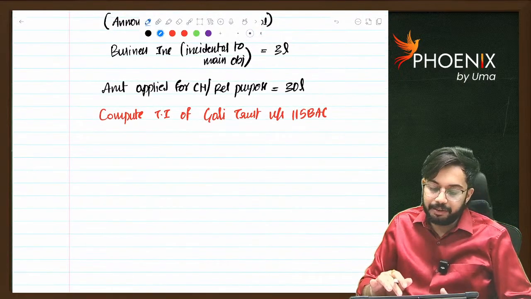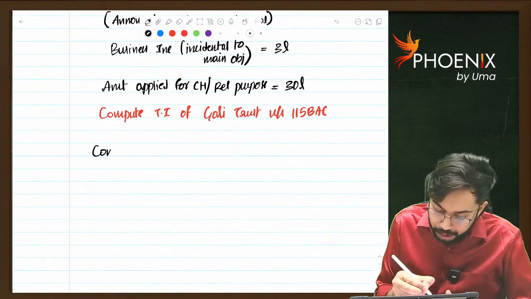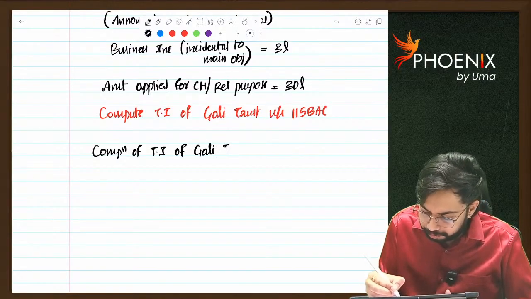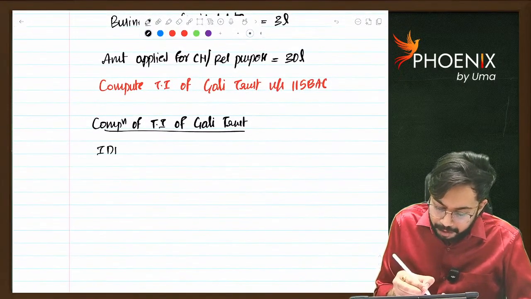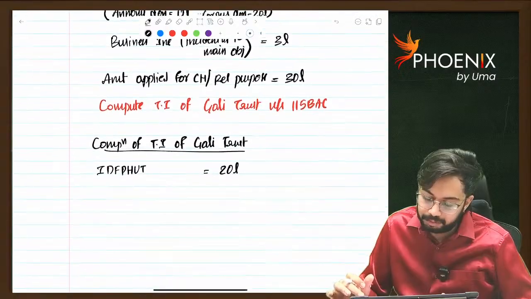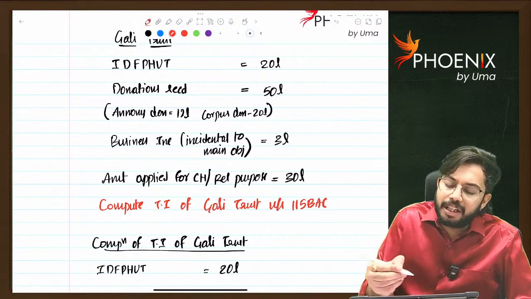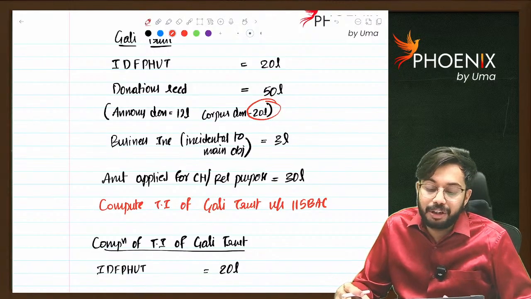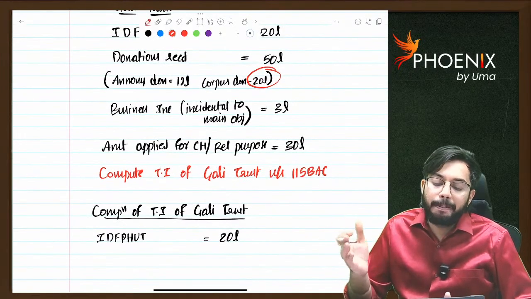Now, first, we will write income derived from property held under trust. Computation of total income of Gali Trust. First, how much is income derived from property held under trust? 20 lakhs. How much are donations received? 50 lakhs. Corpus donation is not taxable, right? Corpus donation is exempt, if it is deposited in specified modes. So total donation is not taxable, only other than corpus, other than anonymous.